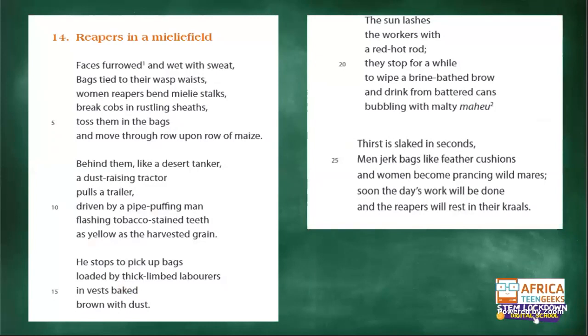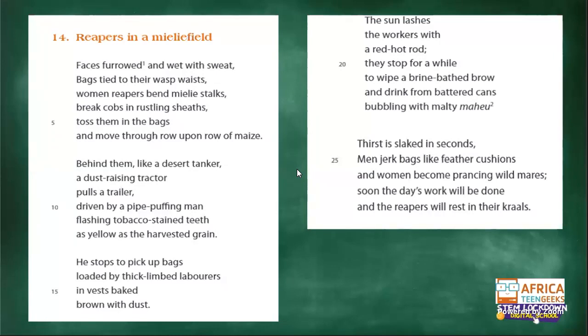He stops to pick up bags loaded by thick-limbed laborers in vests baked brown with dust. Stanza four. The sun lashes the workers with a red hot rod. They stop for a while to wipe a brine bath brow and drink from battered cans bubbling with malty maheu. And stanza five. Thirst is slacked in seconds. Men jerk bags like feather cushions, and women become prancing wild means. Soon the day's work will be done, and the reapers will rest in their kraals.